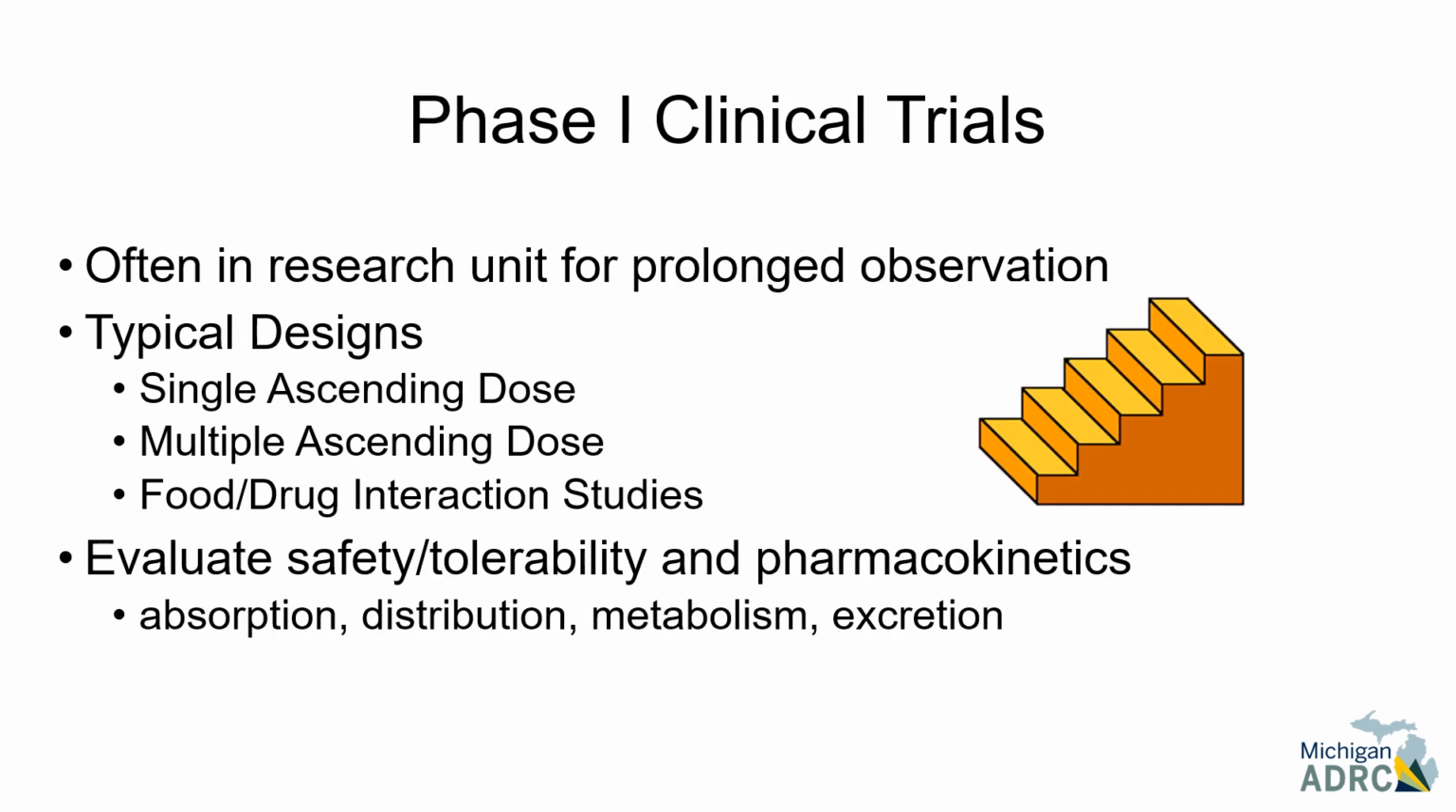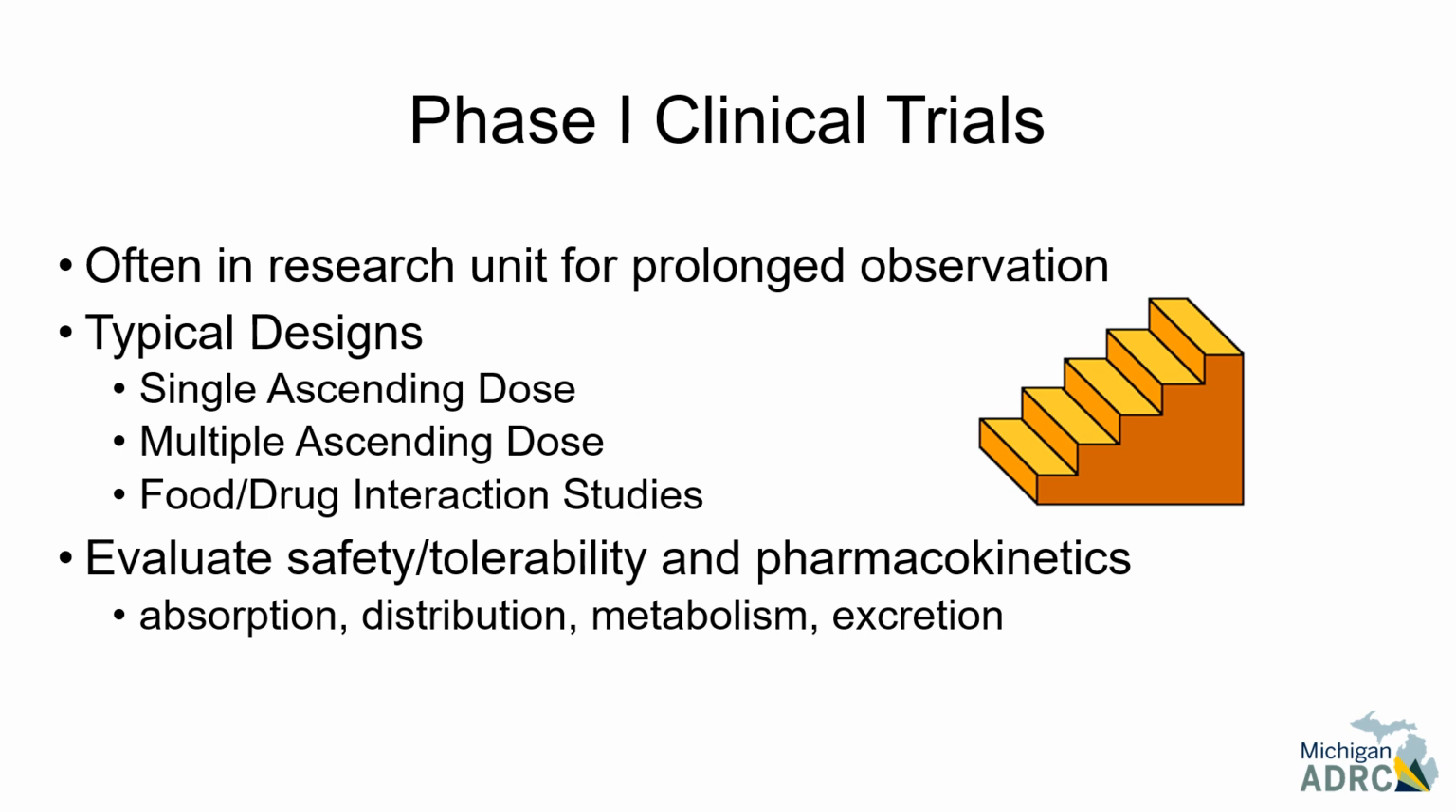Let me talk a little bit more about the first 3 phases of clinical trials. Phase 1 trials, again, the emphasis is on safety, where the drug goes in the body, how it affects the body, how the body affects the drug. So pharmacokinetics and pharmacodynamics. These might be done in a research unit where individuals can stay for prolonged observation.